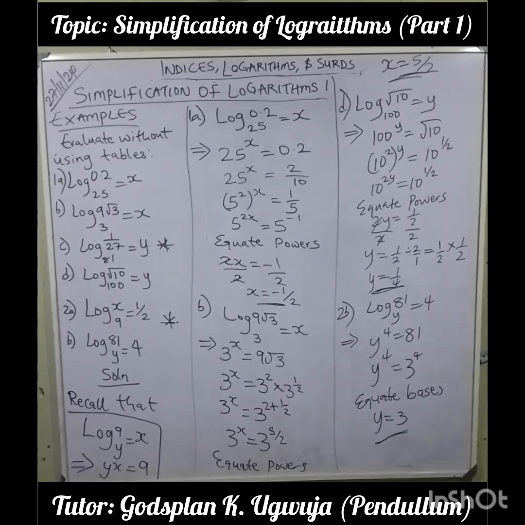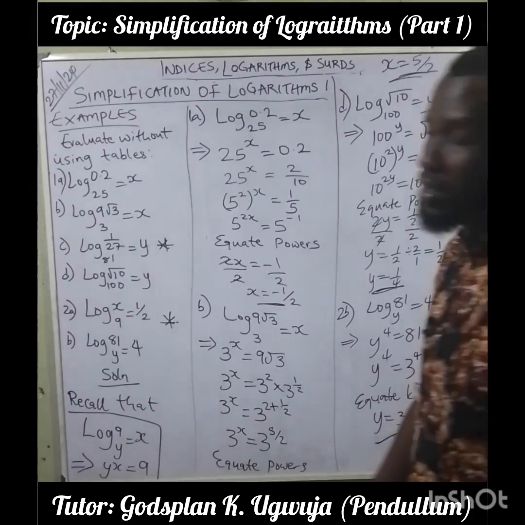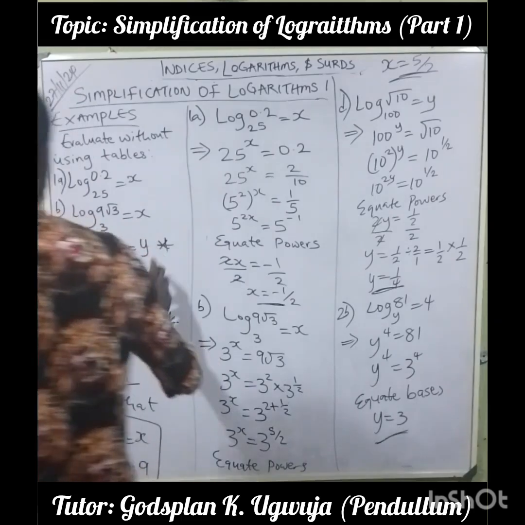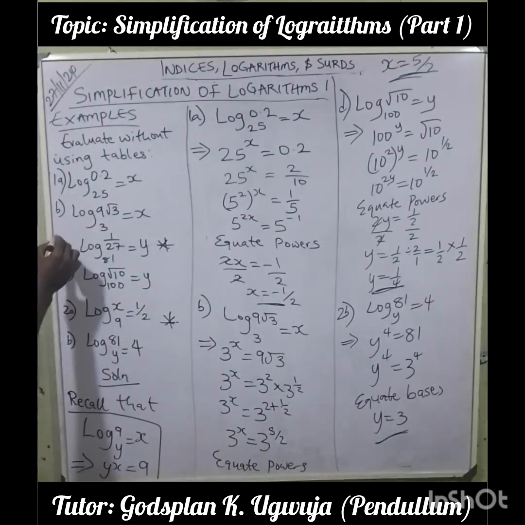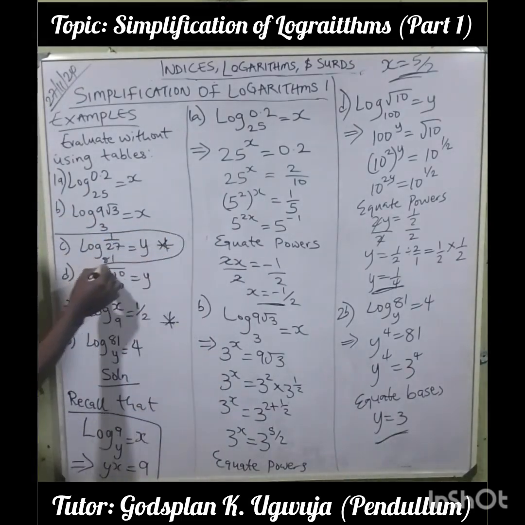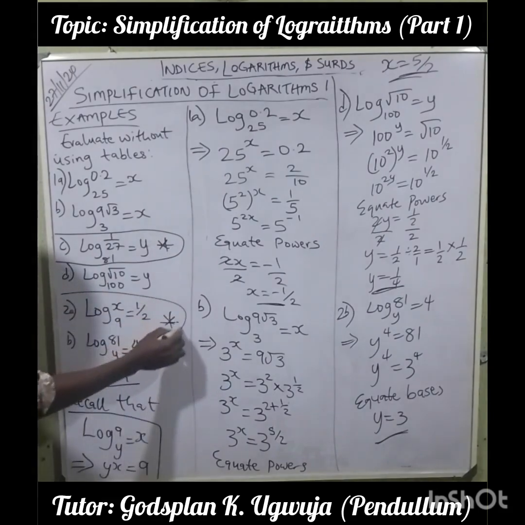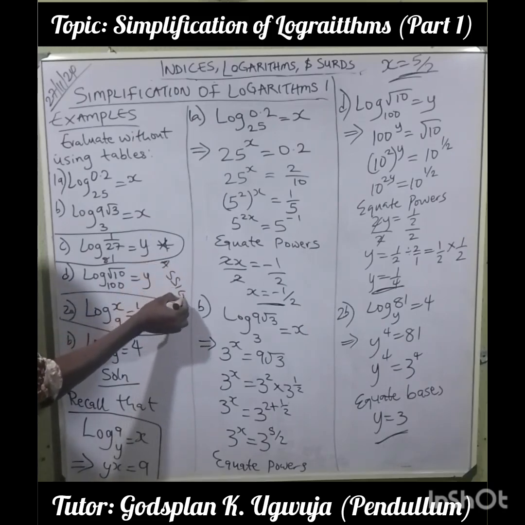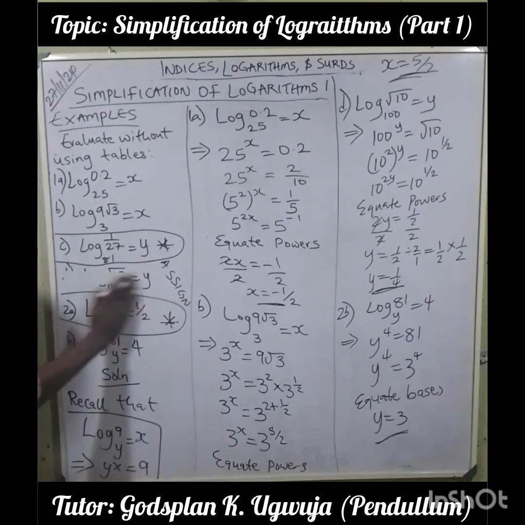Alright? So this is as simple as ABCD. In fact, it may even be more simple than ABCD. So try these two as your assignment. Alright? This one and this one. Let this be your assignment. Alright? I've done this one for you.